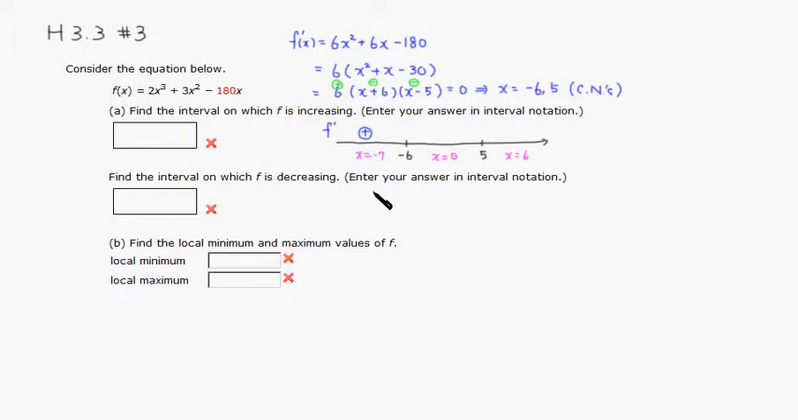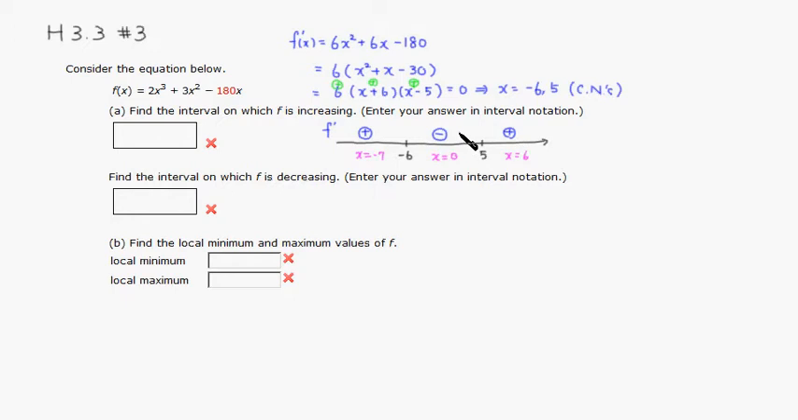And let's try 0. If you try 0, 6 is positive, and 0 minus 5 is negative. Positive times negative is negative, so it changes sign there. And let's try 6. 6 plus 6 is positive, and 6 minus 5 is positive. So everything is positive, so this is positive here.